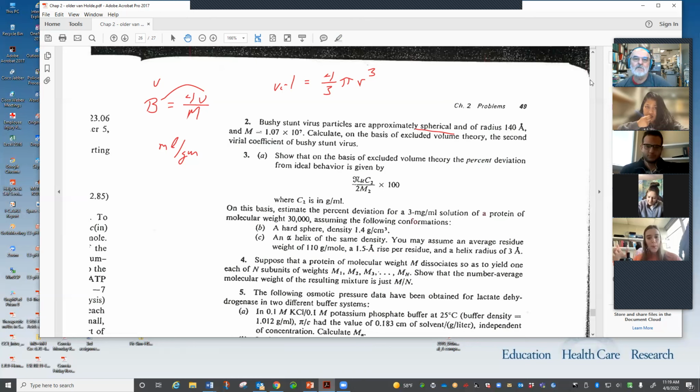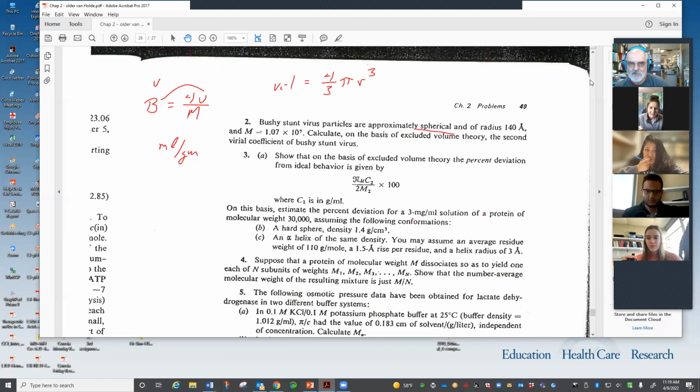This is a virus. Do you know what kind of a virus bushy stunt virus is? It's an RNA virus. It's a spherical RNA virus. That's correct. So it's composed of a capsid, which is the protein, and RNA. I don't know what the proportion is. We would have to look it up and see what the molecular weight of the RNA is. That's the molecular weight of the whole virus, if I understand it right. So that's 10 million. So what fraction of it is RNA and what fraction of it is protein?